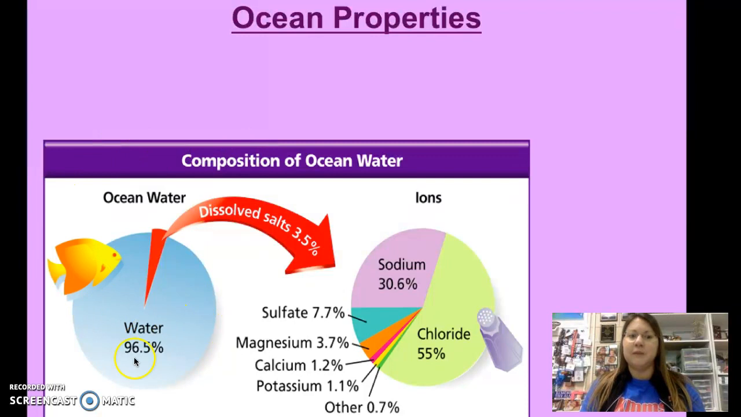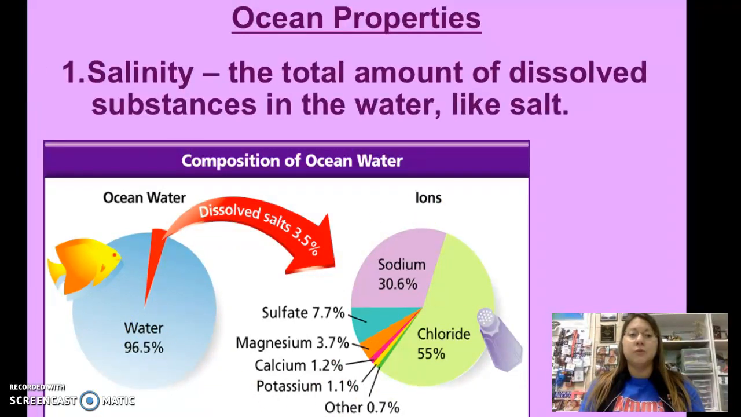And look, this pie chart here is probably familiar. I bet it's on your note sheet. The first one is salinity, and you know saline means salt. Salinity refers to the total amount of salt that's dissolved in water, and there are different types of salts in water. In ocean water, 96.5% of it is water, and 3.5% is dissolved salt. It's some type of salt compound.